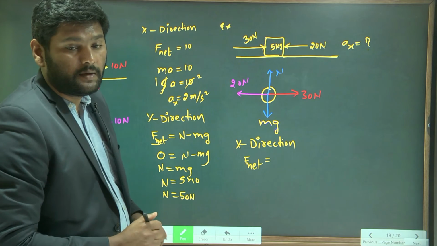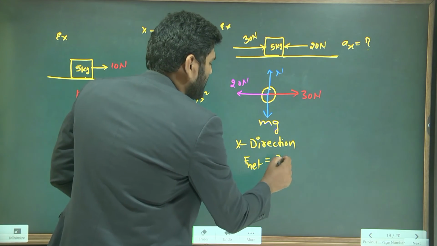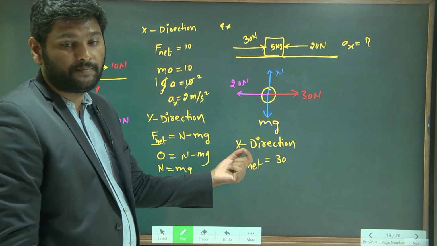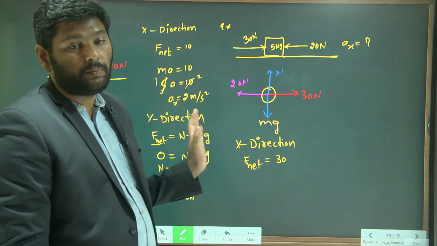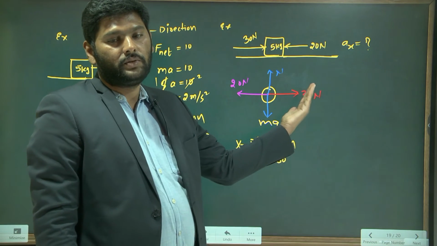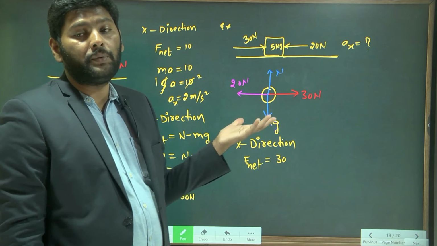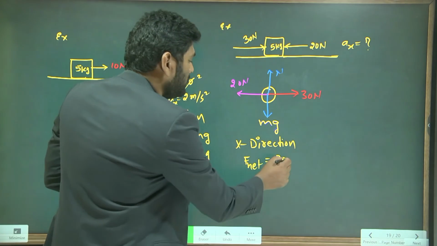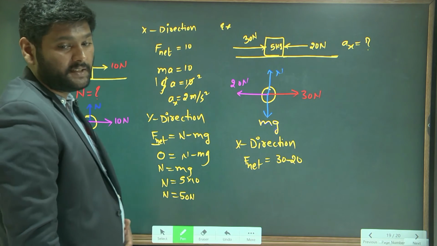30 newtons and 20 newtons. Yeah, but here 30 newtons is acting in the positive direction and 20 newtons is acting in the opposite direction. To show the opposite direction, how to write it here? Minus 20. Very good, minus 20. But F net, what is F net? 10.